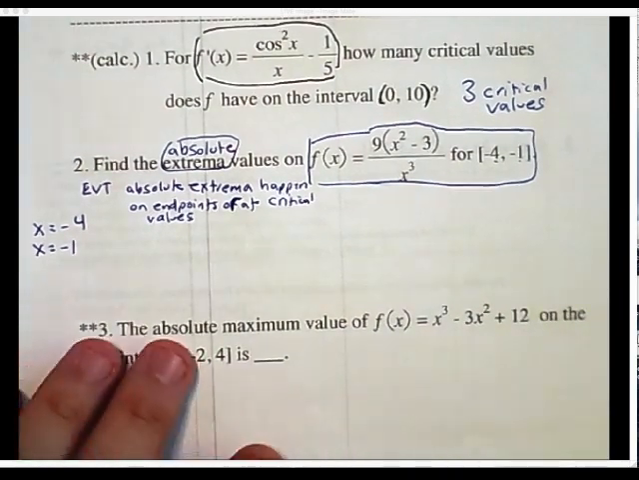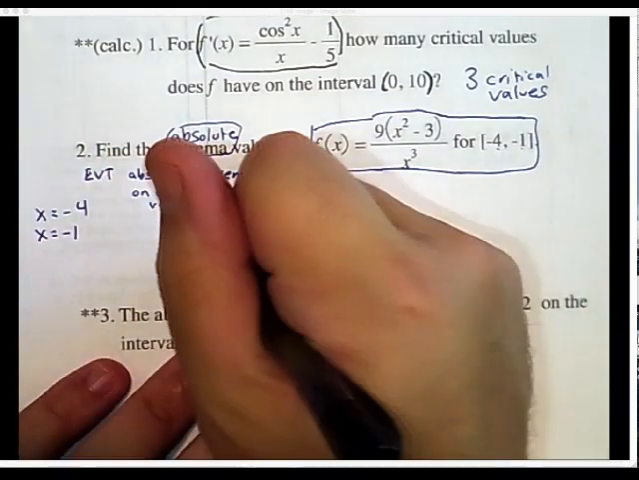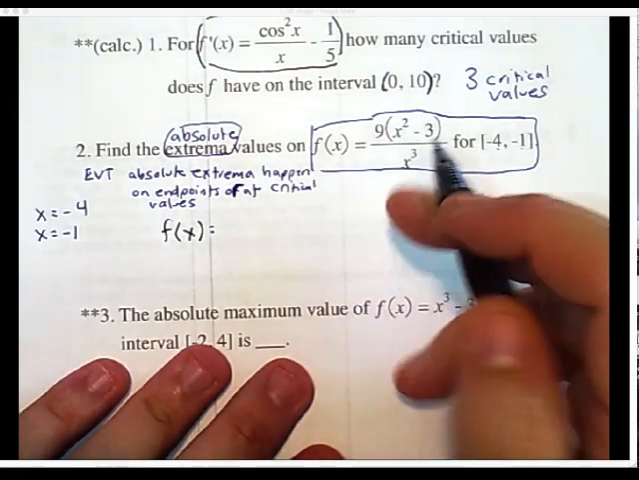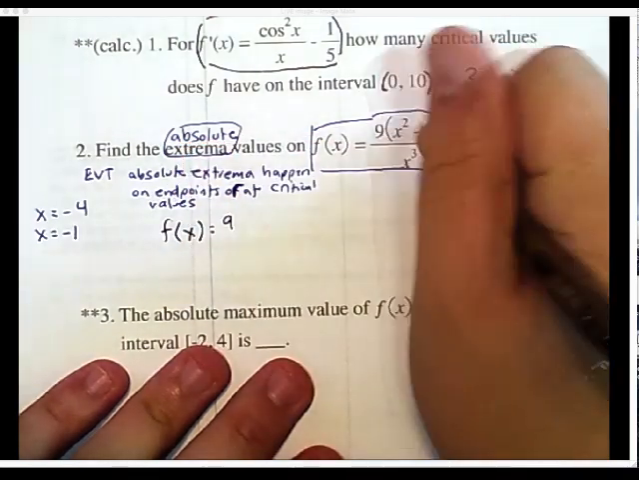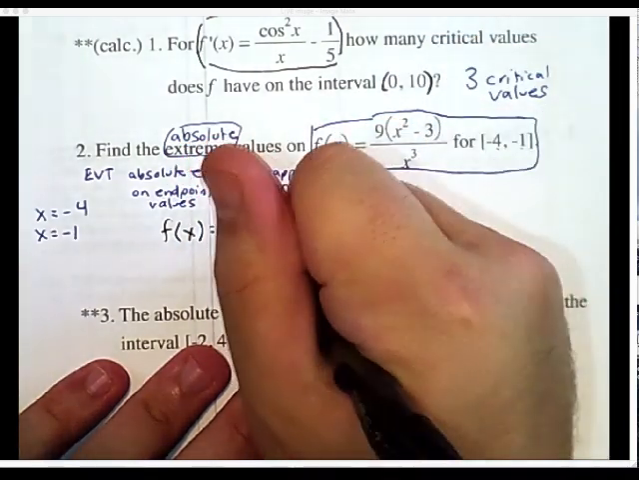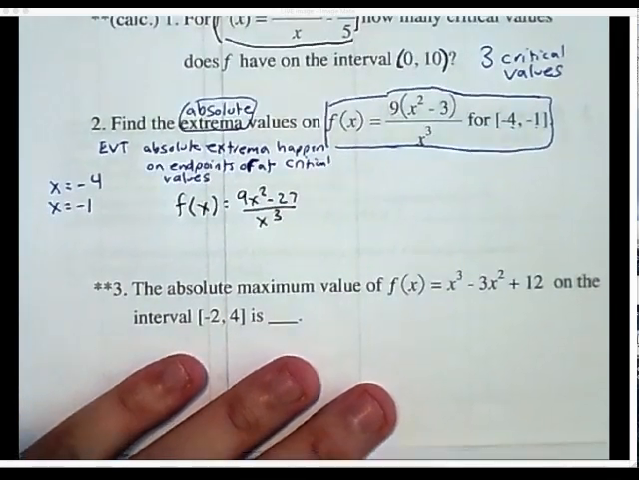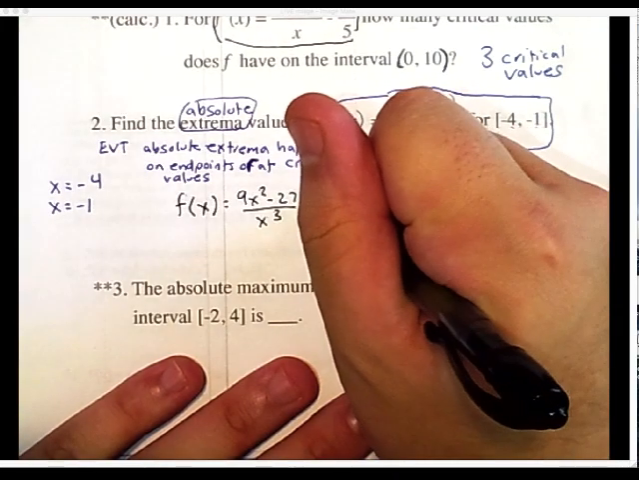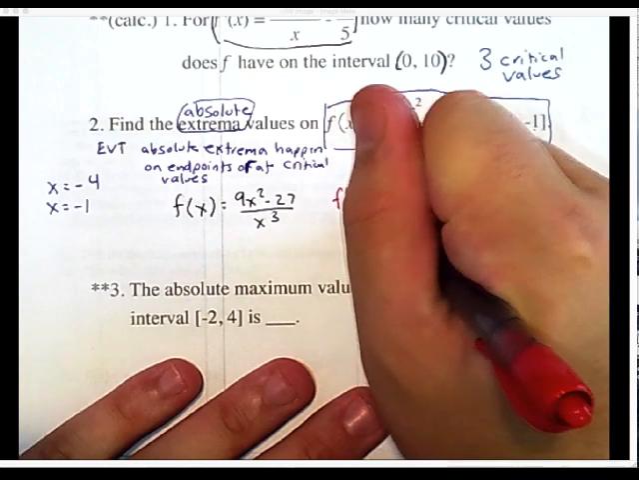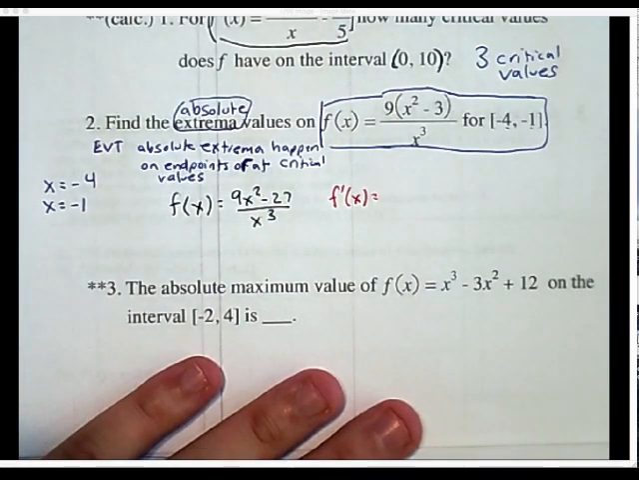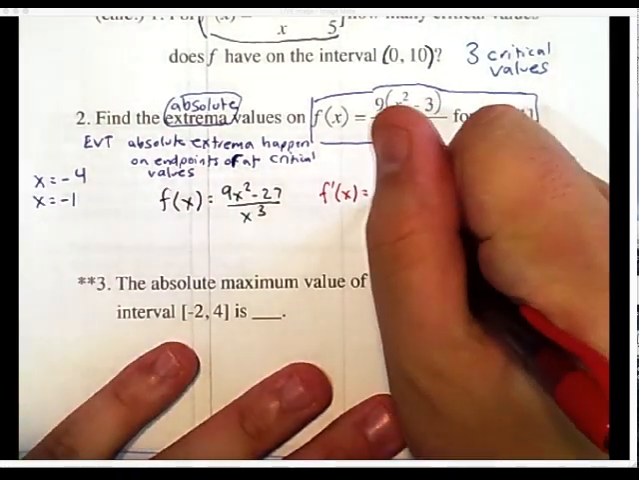Okay. So let's go back to the function here, f of x, and let's rewrite it a little bit. If I distribute the 9, I would get 9x squared minus 27 over x cubed. All right. So what I have to do now is take the derivative of that. So f prime of x, f of x looks like a quotient. So since f of x is a quotient, I have to use quotient rule to find derivative.